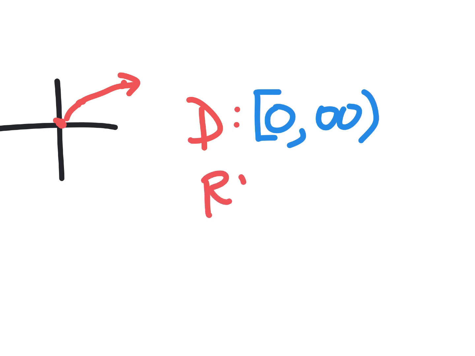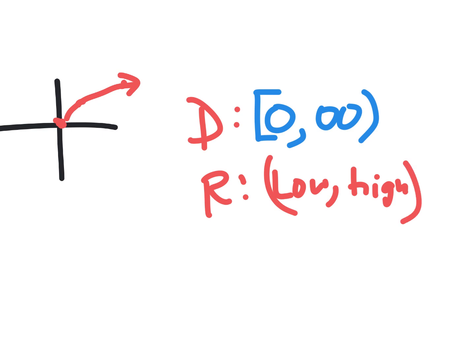The other one's range, which is about low to high. Sometimes it freaks people out a little bit because you have to ask yourself how low it went first. What's the lowest this function went? 0. To what's the highest it ever went? It would go to infinity. Bracket, parenthesis.